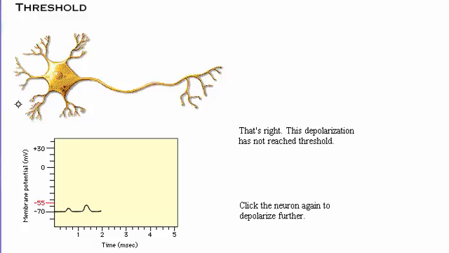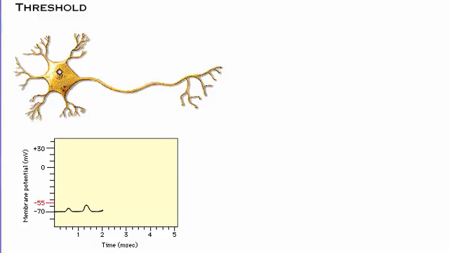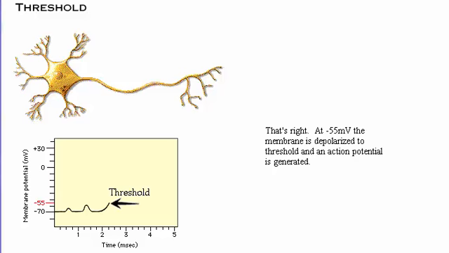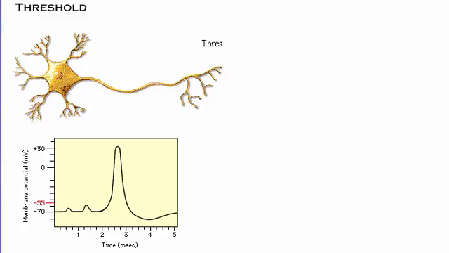Click the neuron again to depolarize further. Will there be an action potential? That's right. At -55 millivolts, the membrane is depolarized to threshold and an action potential is generated. Threshold for this neuron is -55 millivolts.